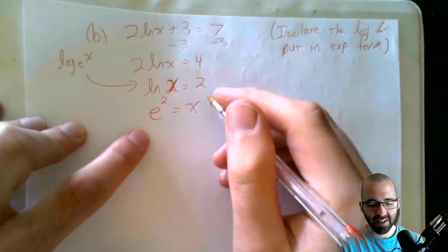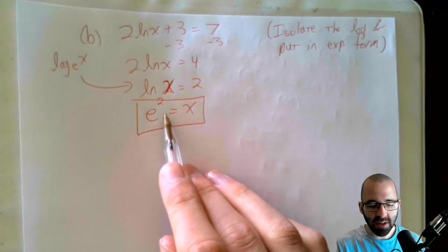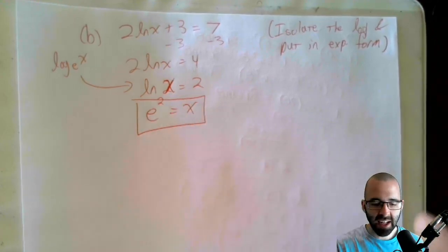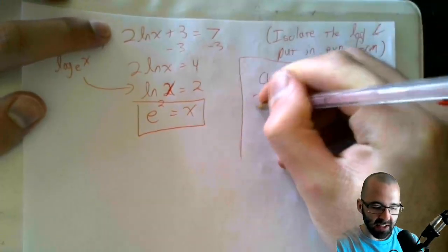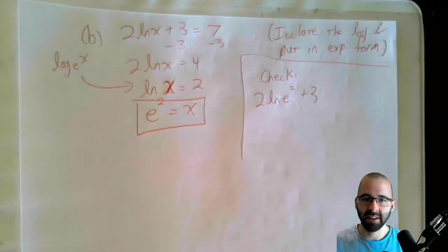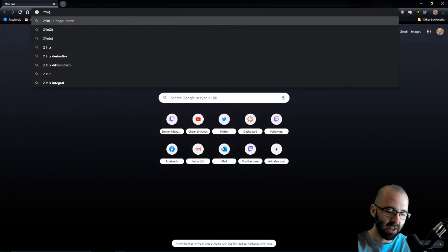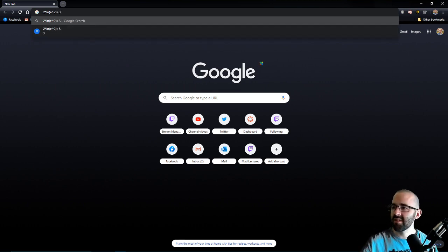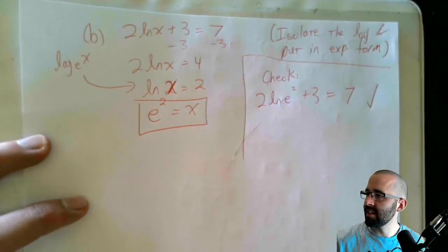This is our answer, by the way. E squared can't really be simplified. It can be approximated with a calculator. This is the exact answer. And again, we could check our answer. Let's say we wanted to check. Left-hand side is 2 times the ln of e squared plus 3. Type that into a calculator. What does it look like? 2 times the natural log of e squared plus 3. Calculator says that's 7. Neat. Good.